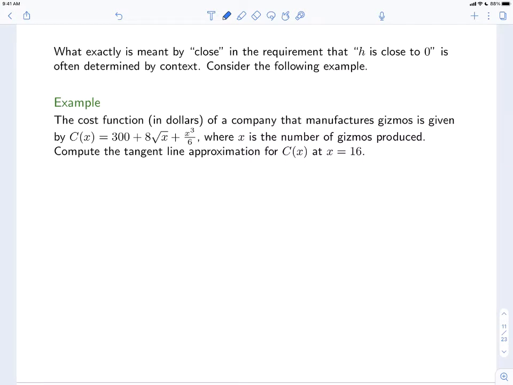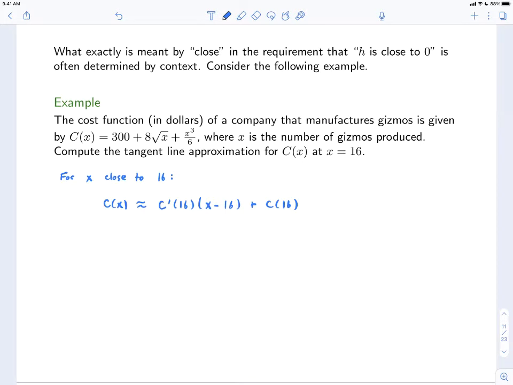So what the tangent line approximation tells us is that for x close to 16, we have that c at x is approximately equal to c prime at 16 times x minus 16 plus c at 16. Again, this is essentially the equation of the tangent line. The equation of the tangent line is y equals this quantity. Okay, so what are all of these quantities?